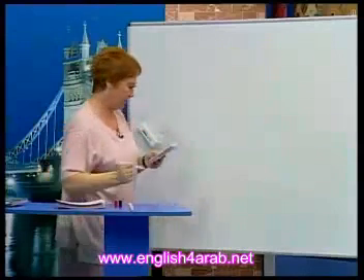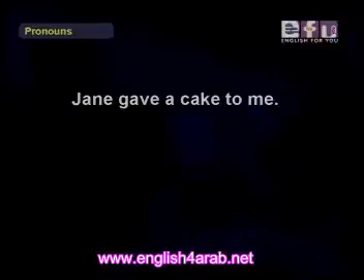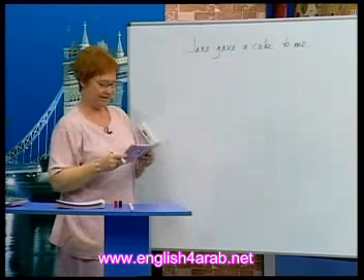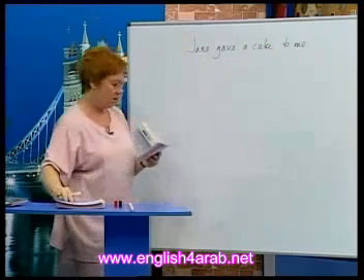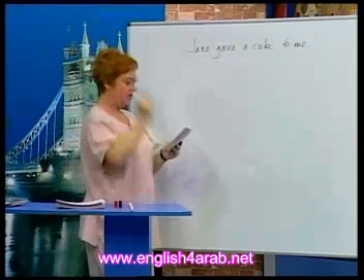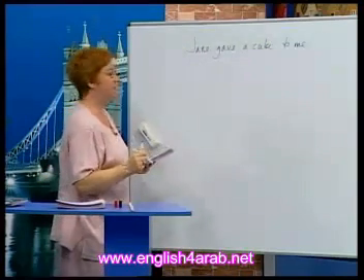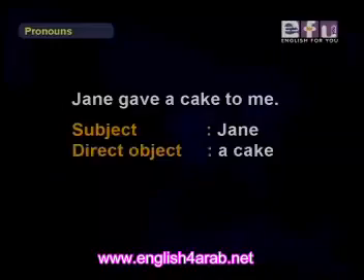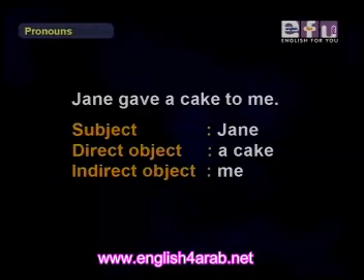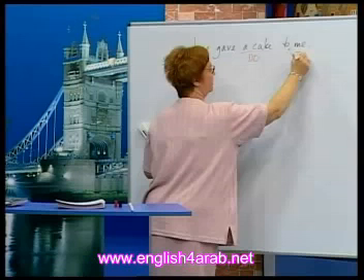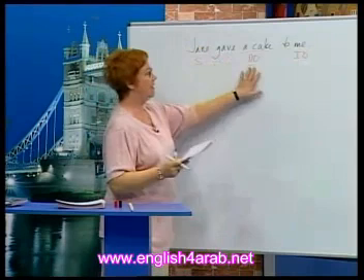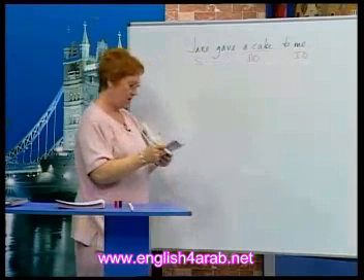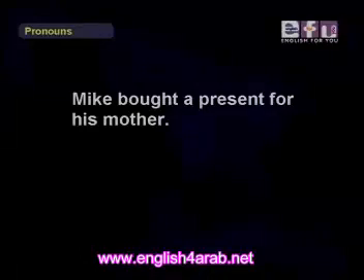So here we go. Jane gave a cake to me. Lucky me. Okay? Now, Isabel, which is the subject, the direct object, and the indirect object? So first, what's the subject? Jane is the subject. A cake is the direct object. And me is the indirect object. Yes, good. Okay? So Jane gave a cake to me.